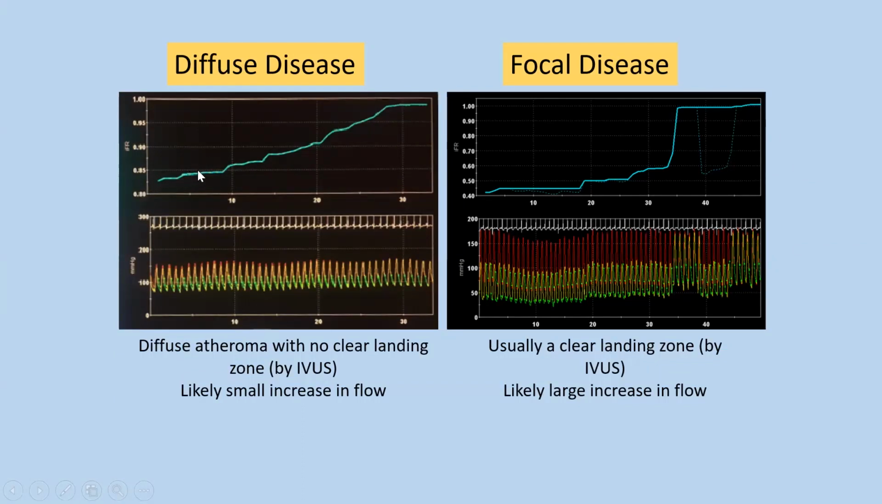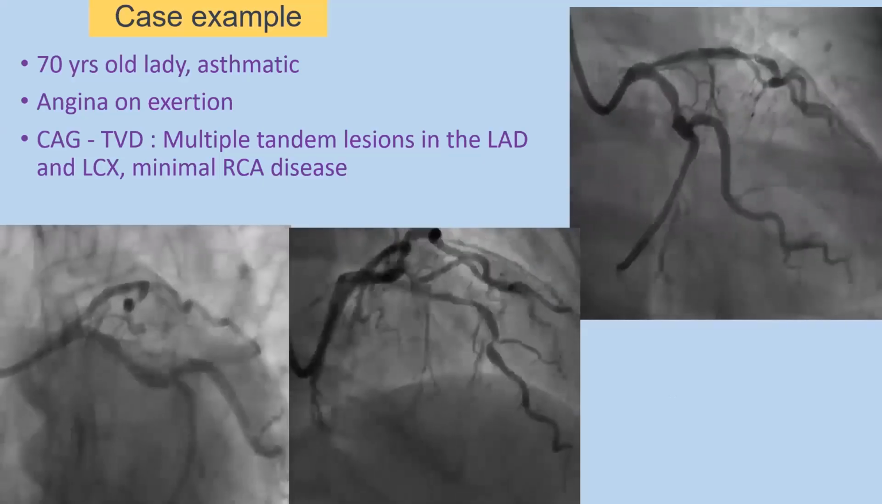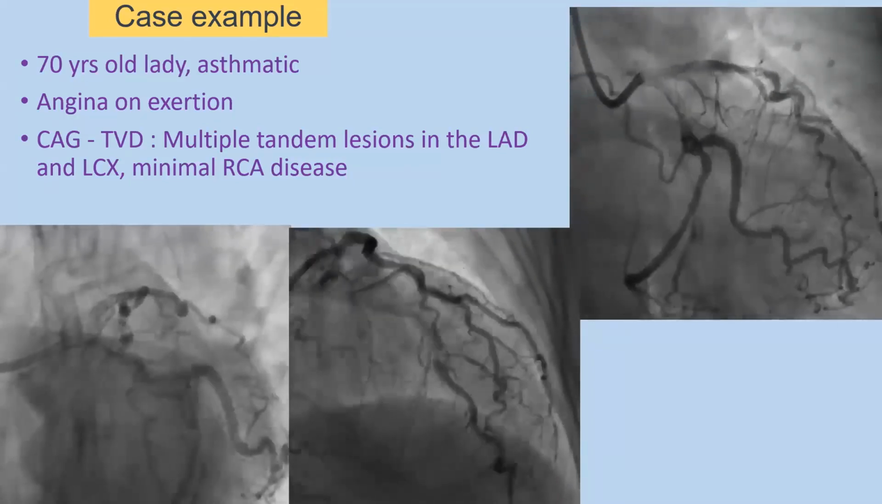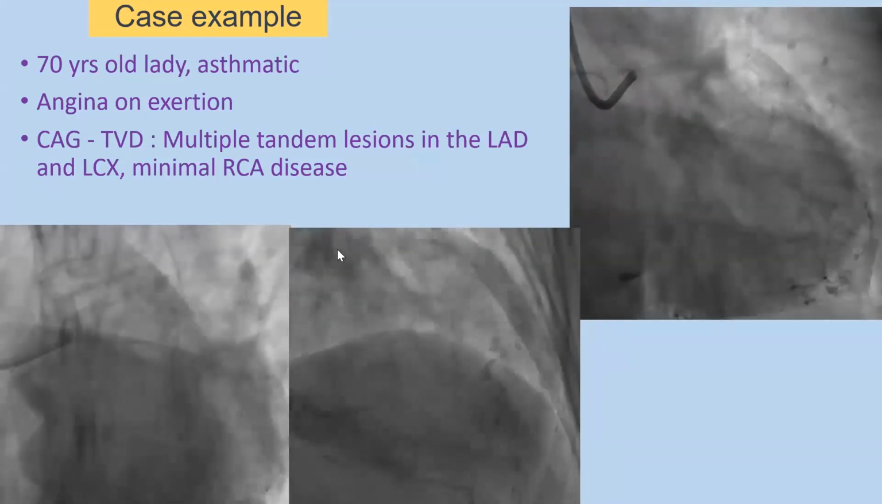iFR, here you can see that in a diffuse disease, you will have a pattern of gradual slope of the curve, whereas here there will be a sudden step up which indicates a focal lesion which needs to be treated by a stent, whereas a diffuse lesion, there is no clear indication for a stent, and these patients do not improve with stenting. And if it is significant, we need to think of other modalities or use CABG.